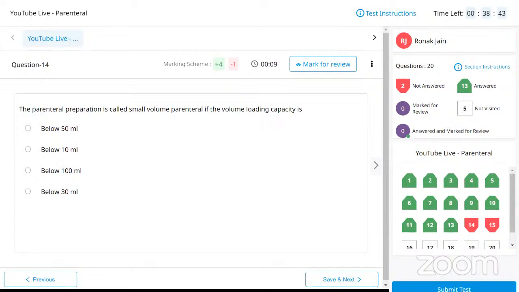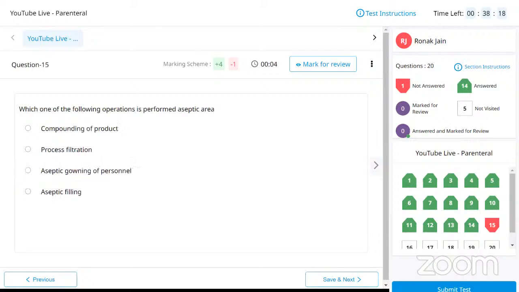The parenteral preparation is called small volume parenteral if the volume loading capacity is dash. As I have already spoken in one of the MCQs, there are two types of parenterals, SVPs and LVPs. If the volume or the quantity of the parenteral is less than 100 ml, then we'll consider it as SVP, and if it's more than 100 ml, then we will consider it as large volume parenterals.